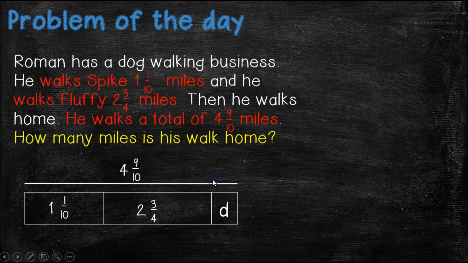So here is a bar diagram that represents this story problem. It shows us here that he walks Spike 1 1/10 miles. Then he continues and walks Fluffy another 2 3/4 miles. And then D is him walking home. Up here we draw a line that shows us that all of these things added together will equal 4 9/10, because he walks a total of 4 9/10.